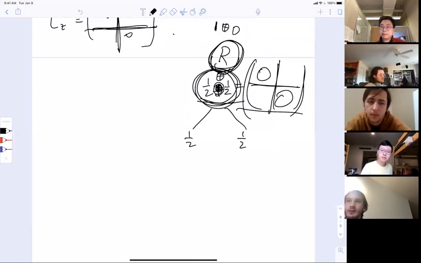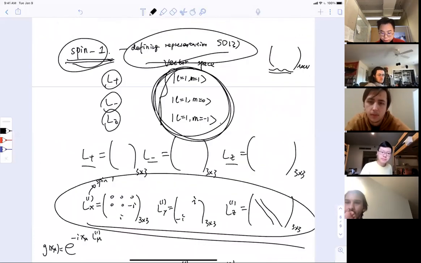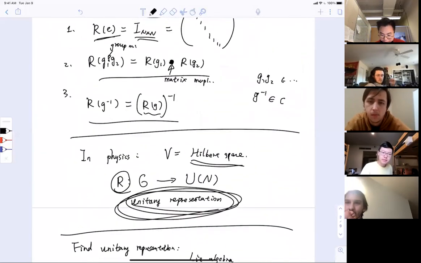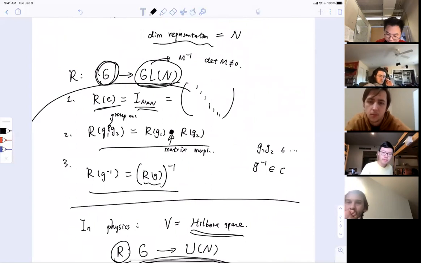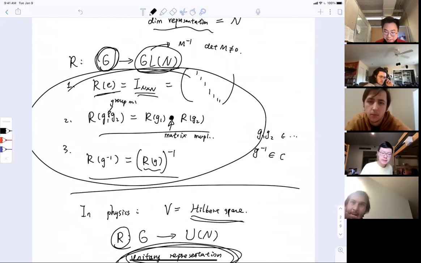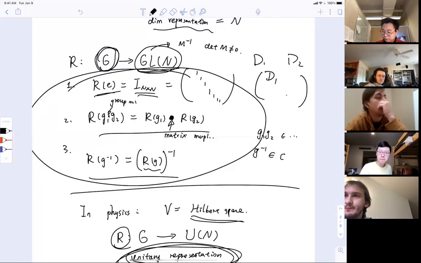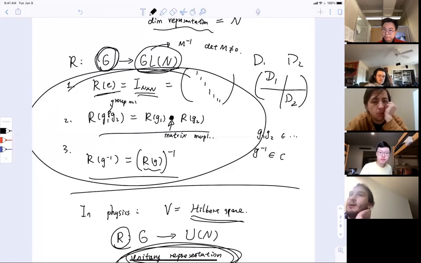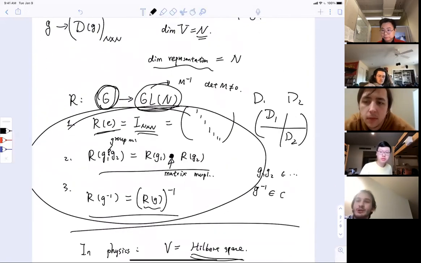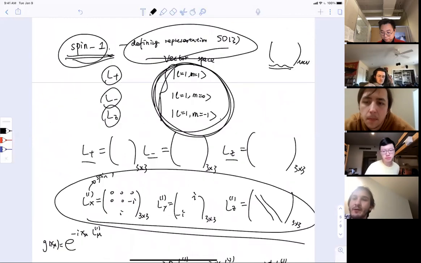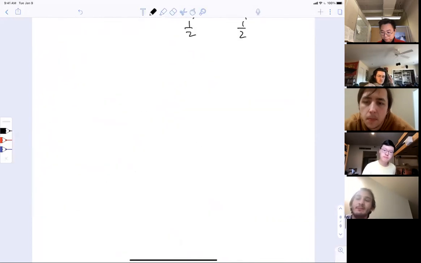By the way, to verify this is a representation, we just need to show this satisfies the rules I wrote down here. And if I have two representations, D1 and D2, naturally, if you put D1 here and D2 here, they form a representation. Is there a physical situation that corresponds to the direct sum of a 1/2 and a 1/2? Because if you have two spin 1/2 systems, that seems to call for the tensor product. Right.